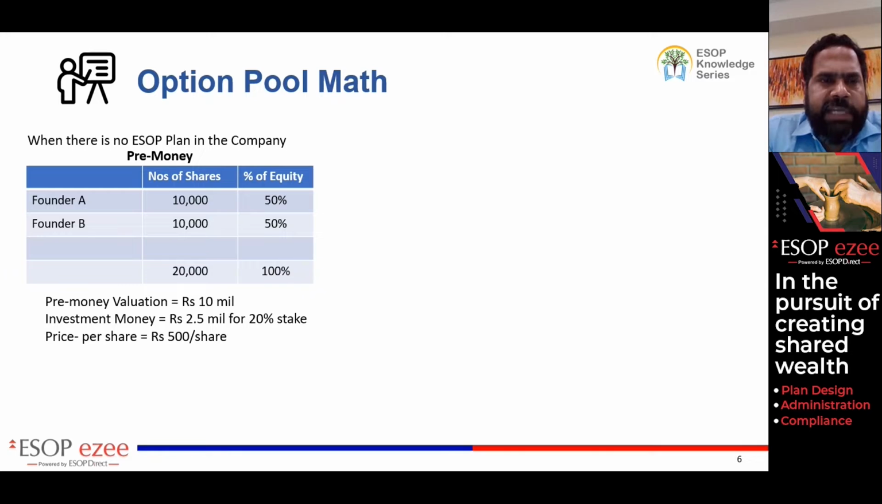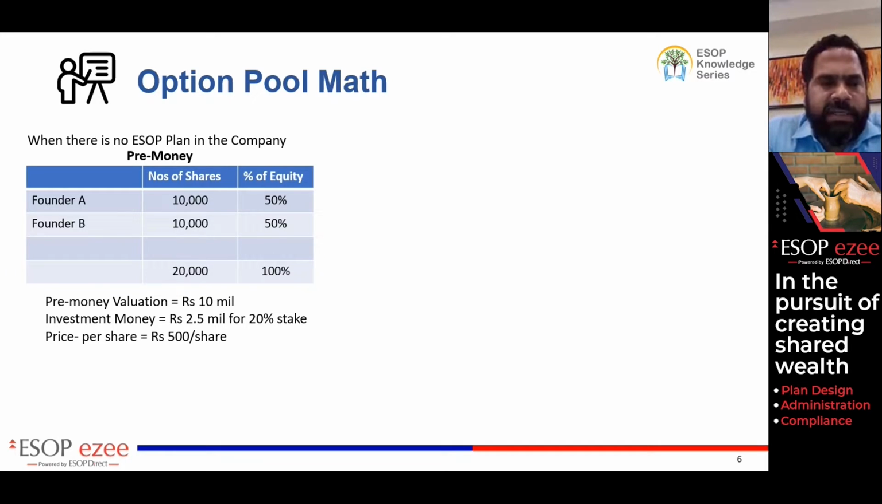So from our table standpoint, we know the equity holding of the founders, how many shares they own and as a percentage. From a valuation standpoint, this would have been arrived at by some method. That has given a value of 1 crore or 10 million. Then the investment stake is for 20%. So this 20% is post-money. Once the investment comes in, the investor should have a 20% stake in the business. This is the meaning of 2.5 million for a 20% stake.